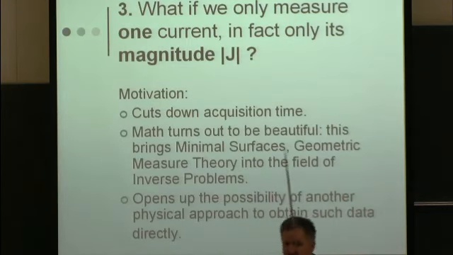Okay, so that finishes topics 1 and 2. I'm now going to talk about the problem where instead of 2 currents, we only use 1. That's important because it cuts down acquisition time. For each current, you have to essentially make a separate experiment. But honestly, for me, it's important because the mathematics turns out to be really nice.